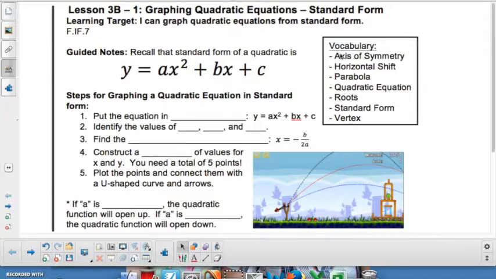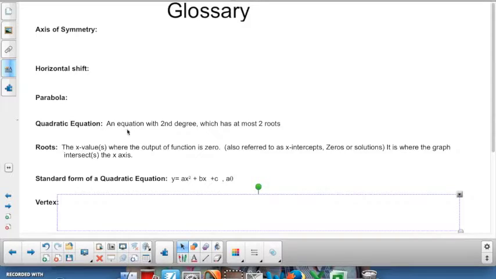Pretty straightforward. We do have quite a lot of vocabulary this time, but several of them we've already defined in previous units. So we just went ahead and put those in your glossary for you. You don't have to recopy them. We already know that a quadratic equation is an equation with second degree. We already know that the roots are the x values where the output is 0. We also know that this is sometimes called the x-intercept or the zeros or the solutions. It has lots of names, but it's all the same thing. And it's where the graph intersects the x-axis.